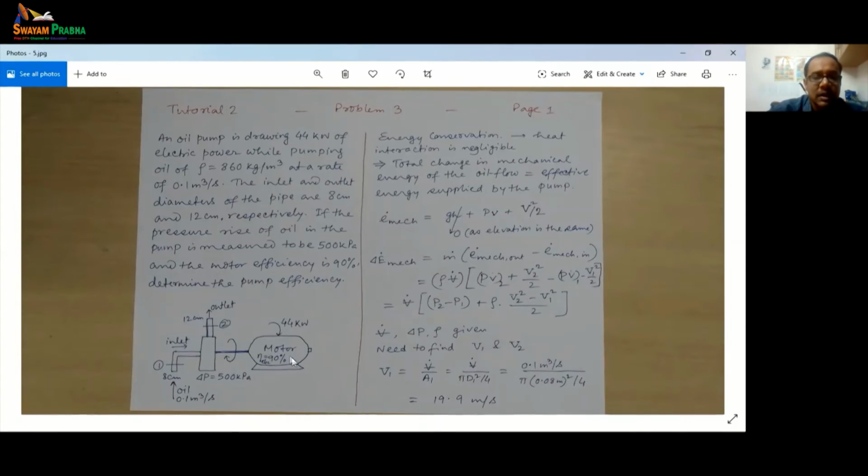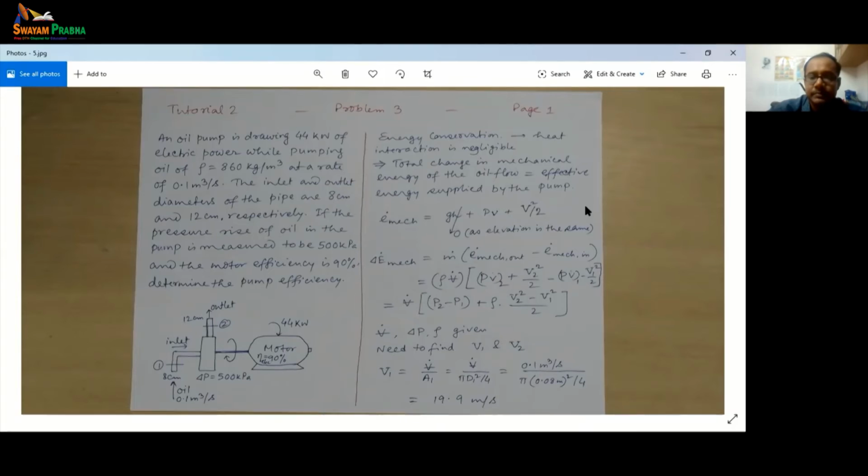So this efficiency is not 100%. That means some part is getting converted into heat and getting lost to the environment. Okay, so that energy conservation information is there in this efficiency term. Okay, so that introduces us to these pumps and motors.